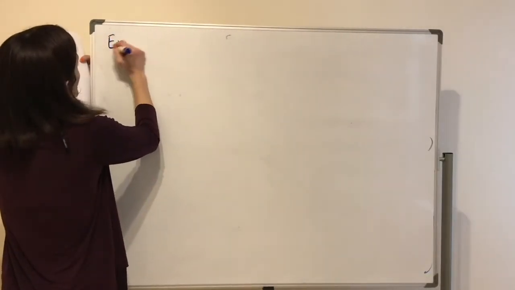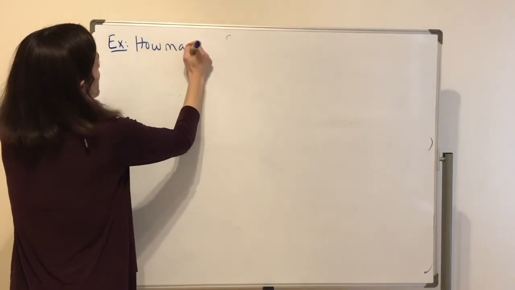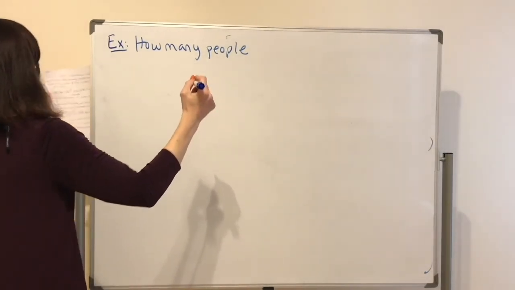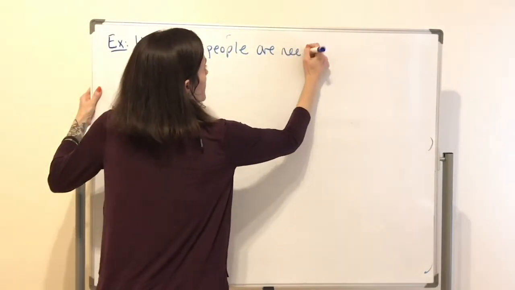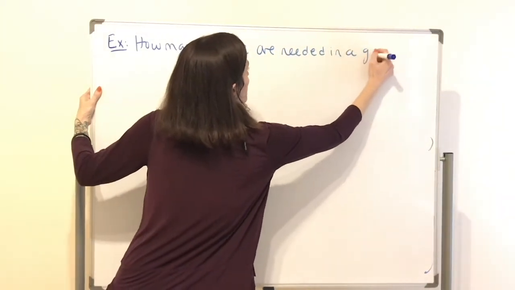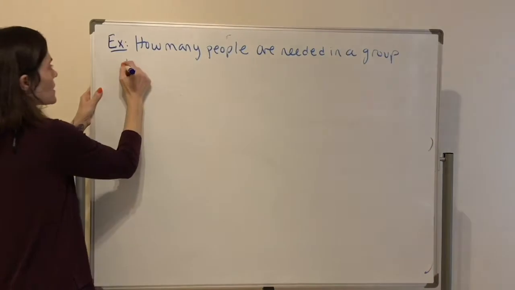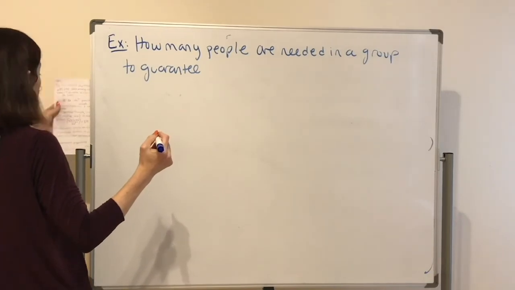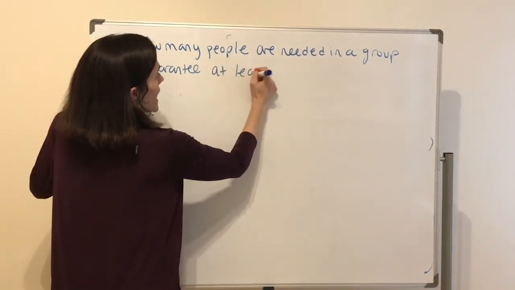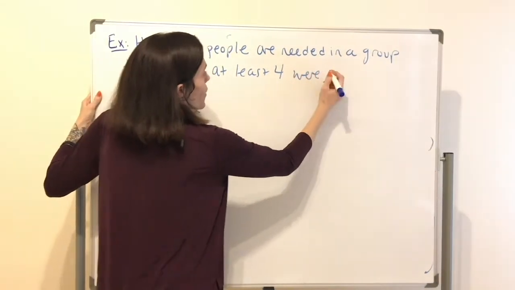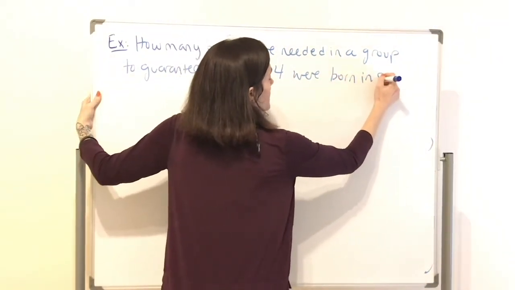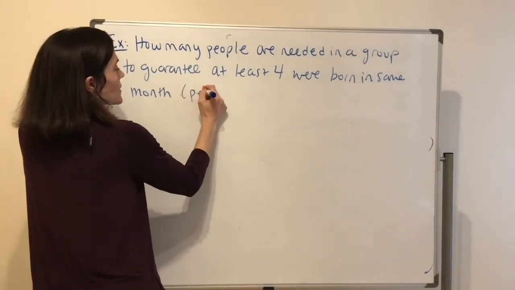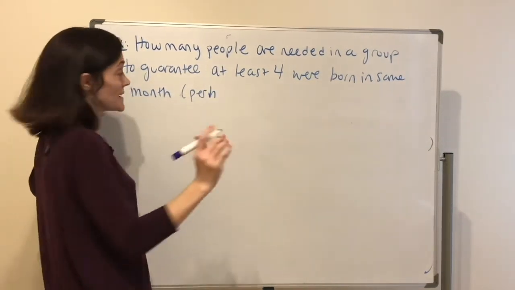Example, this will be our last. How many people are needed in a group to guarantee at least 4 were born in the same month. At least 4 were born in the same month. And I don't mean the same month and year, so I will mention perhaps different years.